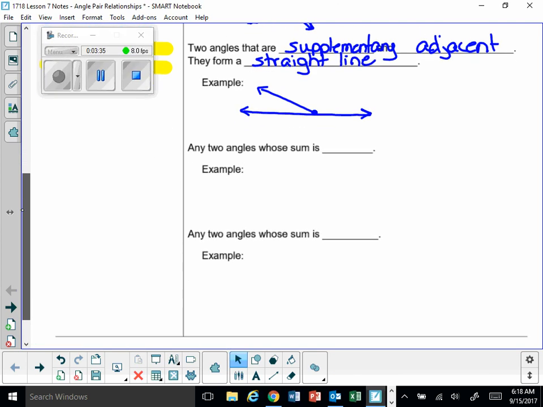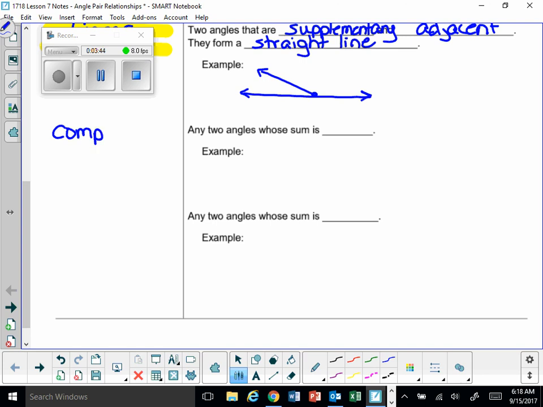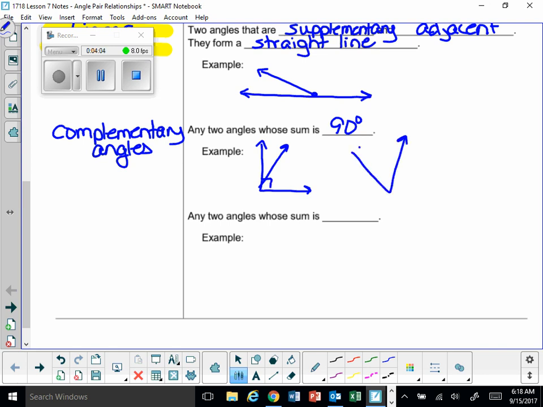Next up on the list, two angle pair relationships you learned about in elementary school. Let's begin with complementary angles. Complementary angles have a sum of 90 degrees. Now, complementary angles can be adjacent, but they don't have to be. I could have a 40-degree angle here, a 50-degree angle over here, and those are still complementary. So complementary angles can be either adjacent or non-adjacent.